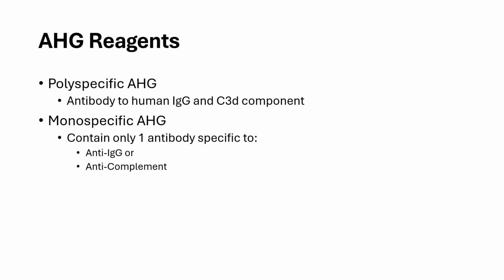There are different types of anti-human globulin reagents. We have polyspecific anti-human globulin, which contains antibodies against both human IgG and the C3d component of complement. We would use this in the initial screening to detect a broad range of sensitizations for IgG or complement. And then we have the monospecific anti-human globulin reagent, which contains only one type of antibody, either anti-IgG or anti-complement. We would use this to differentiate between IgG and complement coating on the red blood cells when a more specific interpretation is needed.